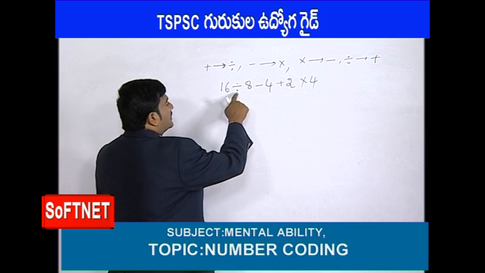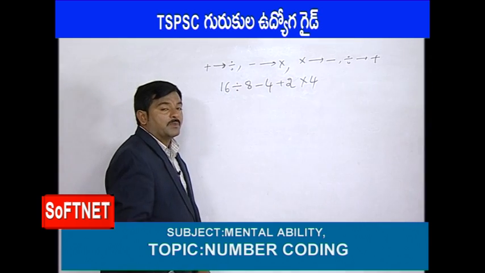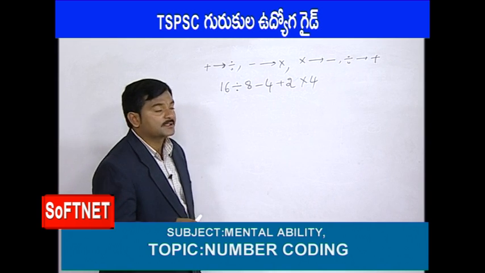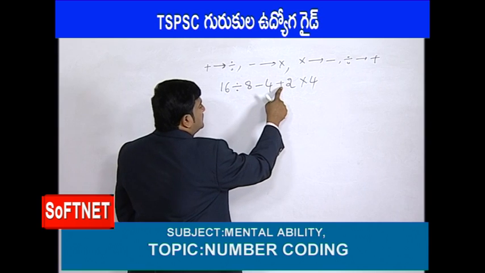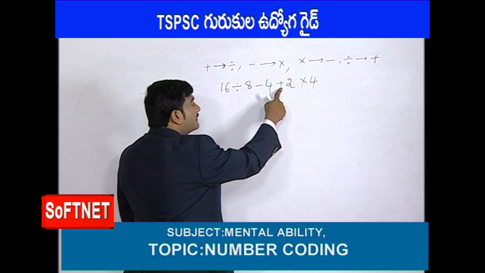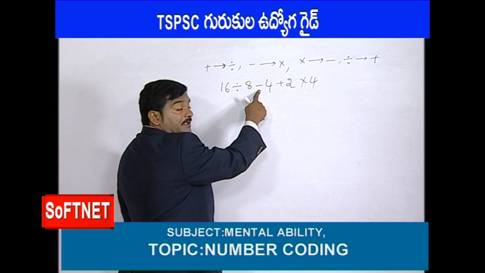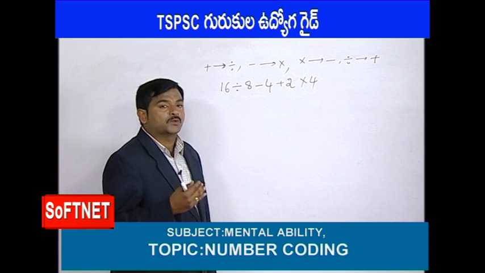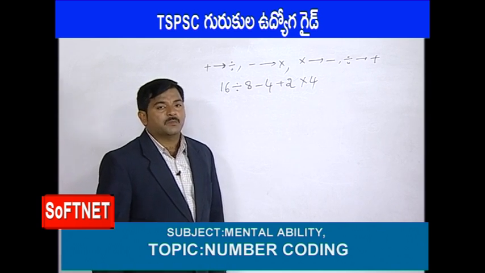Usually, see, divided by, minus, plus, into is there. You should not apply the BODMAS rule here directly because he asked to change the signs. What does it mean? Plus means how much he mentioned? Divided by. Instead of plus, what do I have to take here? Divided by. Minus means how much here? Into. Instead of minus, I should take into. So the corresponding codes he asked to take, we simplify and substitute, then we have to apply the BODMAS rule concept.